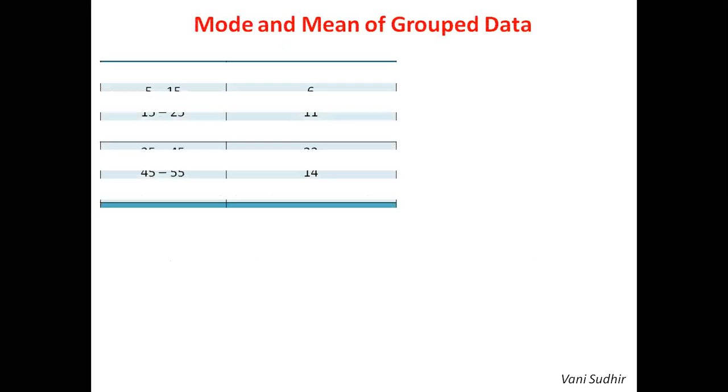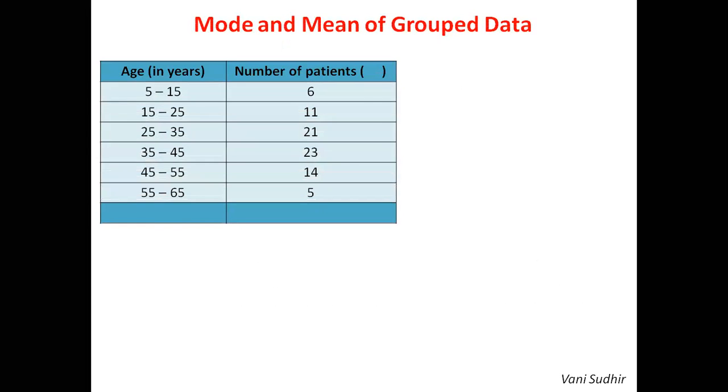Let us solve a problem to find mean and mode of a grouped data. Consider the frequency distribution showing the age of the patients admitted in a hospital during a year. Mode is the value of the observation having maximum frequency. So first locate the class with maximum frequency. Here the maximum frequency is 23.